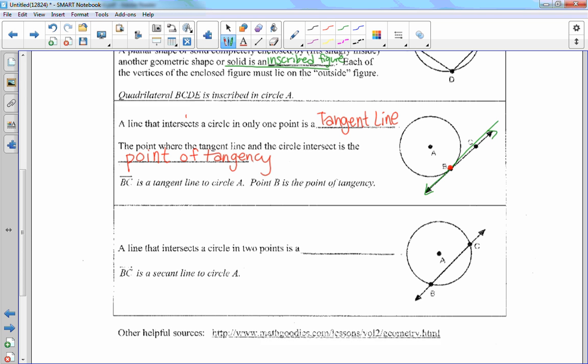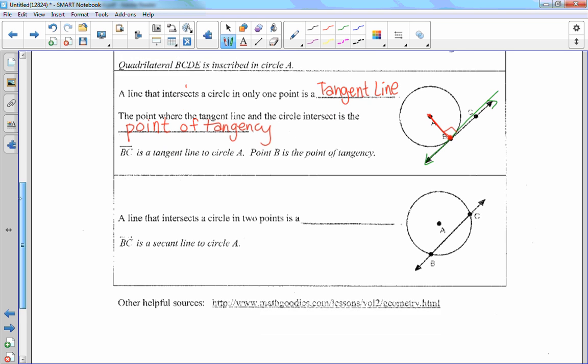Now, there's an interesting relationship that happens. That tangent line touches, I think that's a B, at point B. If I connect a radius A to B, this tangent line is going to always be perpendicular to the circle right there. It creates a perpendicular intersection with that radius. So add that on to the bottom of the box.